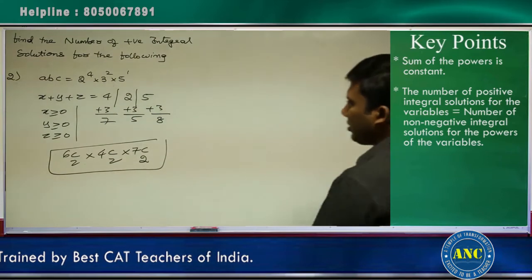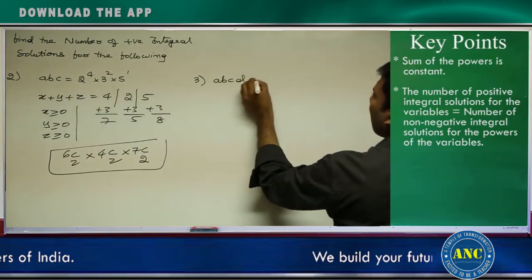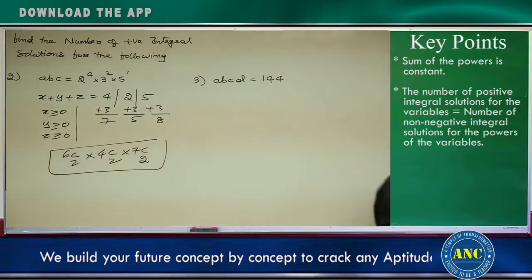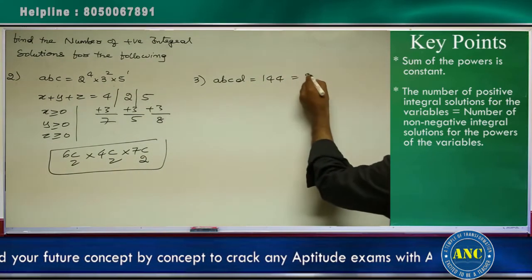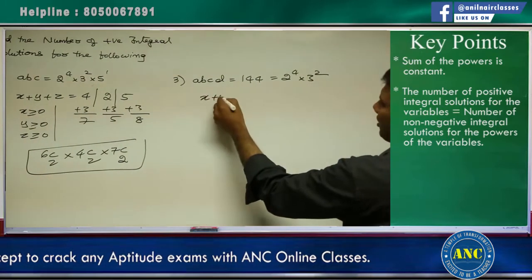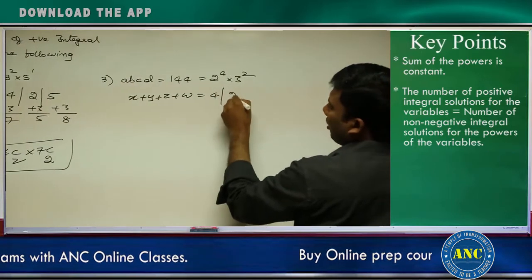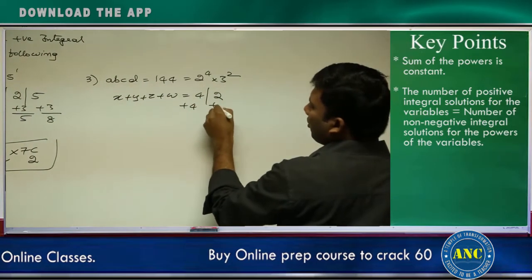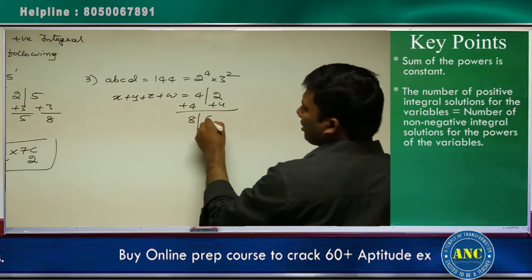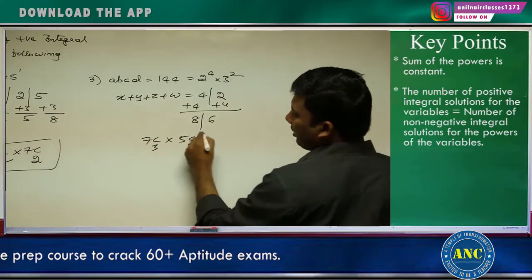Now tell me this answer. ABCD equivalent to 144. 144 is 2 power 4 into 3 square. So the powers of ABCD I call XYZW equivalent to 4 or 2. So this is plus 4, plus 4. 8 or 6. 8 will be 7C3. 6 will be 5C3.